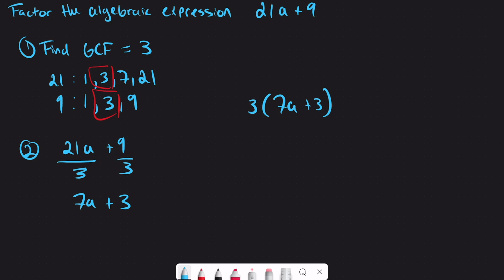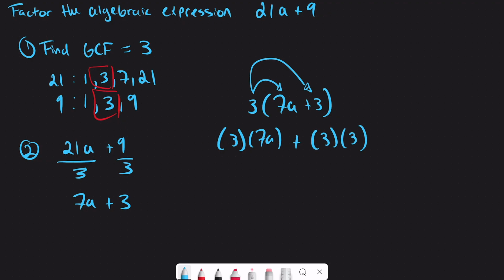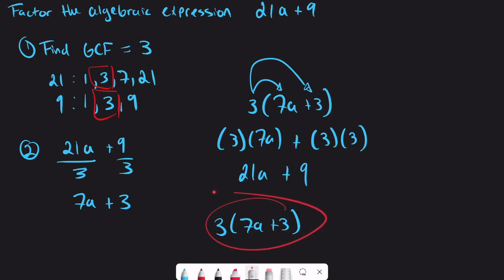Now, how can we verify if this new expression, the factored expression here, is equivalent to the original? Well, we can use the distributive property to verify. So we're going to have 3 times 7a. That's the first number to be multiplied. Then plus 3 times 3. And now we just do the multiplication. So 3 times 7a is 21a. Plus 3 times 3, which is 9. So it does verify that 3 parentheses 7a plus 3 is the factored expression of the original.